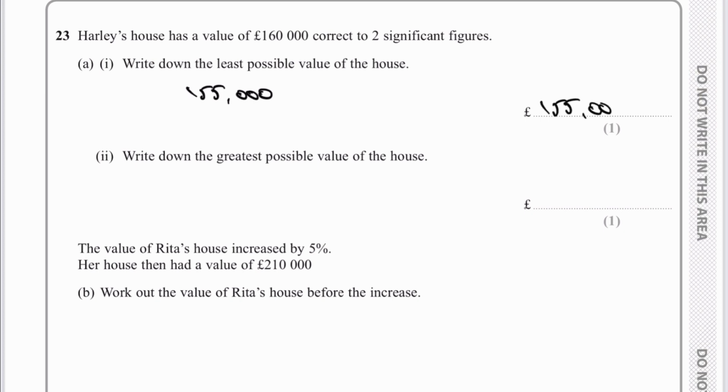But for the second question, you've got to be a little bit careful. The greatest possible value of the house is actually 164,999 and 99p, because it has to be less than 165,000. So just be a little bit careful. I'm not entirely sure for me personally whether that's a particularly good question, but that's the way they've asked it, and we just have to go by what we've got here. So I would say it has to be less than 165,000. Got to be very careful.